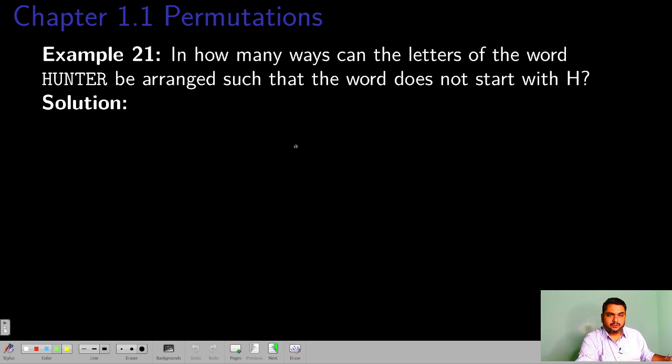Welcome back. We'll solve a few more problems in permutations and then we'll move to combinations. So you can just take these questions as practice questions.